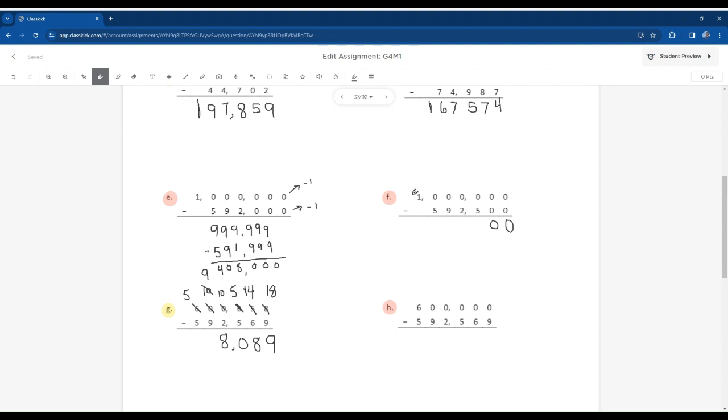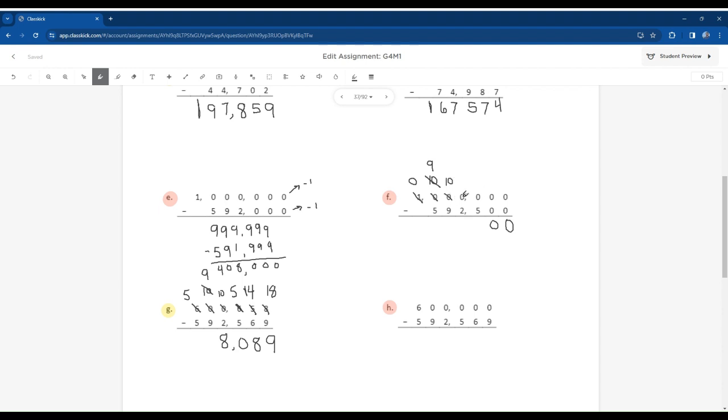Here's where I need to do all my regrouping, though, because I do have 0 hundreds, and I need to take away 5 hundreds. Can't regroup from the thousands, can't regroup from the 10,000s, can't regroup from the 100,000s, have to regroup from the millions. So I'm going to regroup 1 million as 0 millions and 10 100,000s. Doesn't help me needing hundreds, though. So I'll regroup 10 100,000s for 9 100,000s and 10 10,000s.